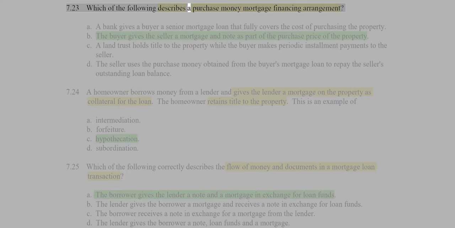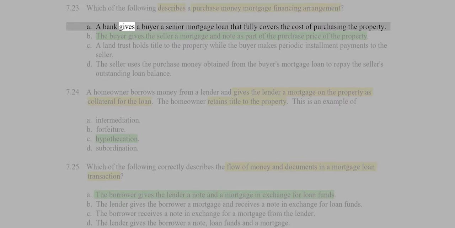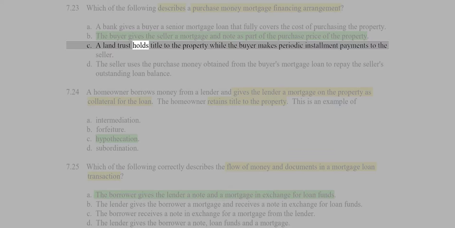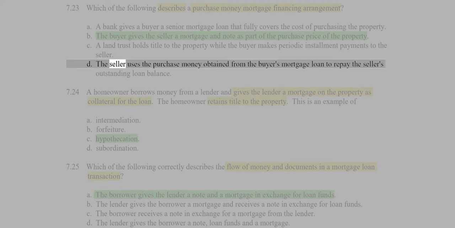7.23 Which of the following describes a purchase money mortgage financing arrangement? A. A bank gives a buyer a senior mortgage loan that fully covers the cost of purchasing the property. B. The buyer gives the seller a mortgage and note as part of the purchase price of the property. C. A land trust holds title to the property while the buyer makes periodic installment payments to the seller. D. The seller uses the purchase money obtained from the buyer's mortgage loan to repay the seller's outstanding loan balance.